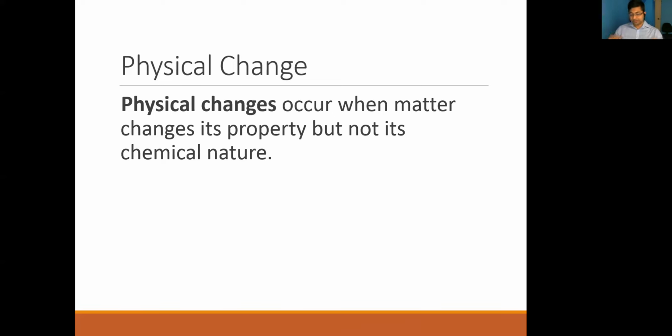This is a piece of paper, right? So if you cut it in two, one piece has become two pieces. So this changes its property, because initially it was a solid piece, now it's two pieces. But the chemical nature is still paper. So this is the physical change. Got the idea? Great.